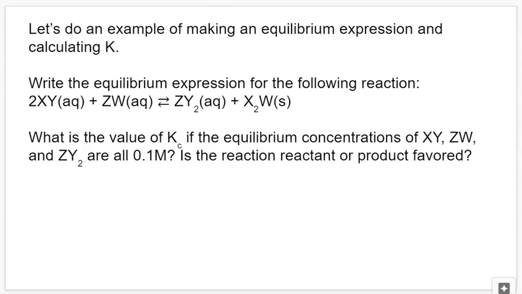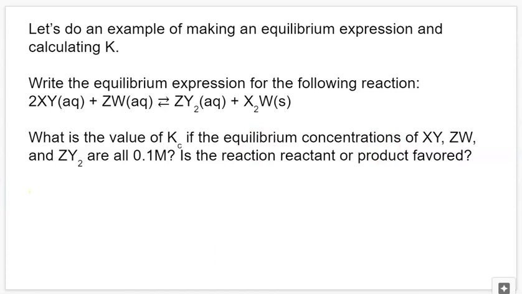So let's look at an example of making an equilibrium expression and calculating K. And let's do so for the following reaction of 2XY aqueous plus ZW aqueous in equilibrium with ZY2 aqueous and X2W solid. So what is the value of Kc if the equilibrium concentrations of XY, ZW, and ZY2 are all 0.1 molar? Also, we're going to answer, is the reaction reactant or product favored?